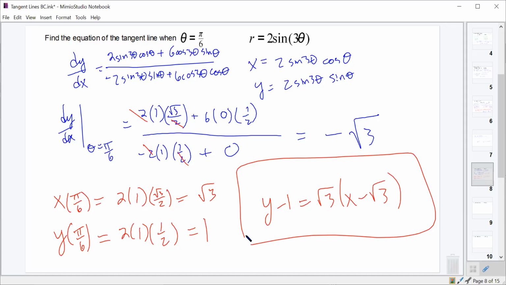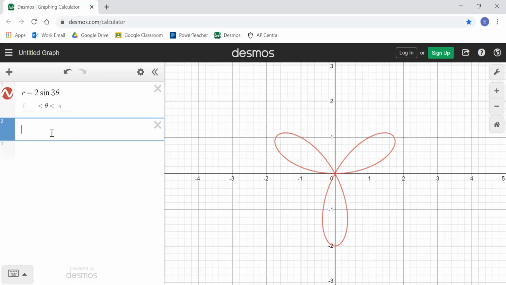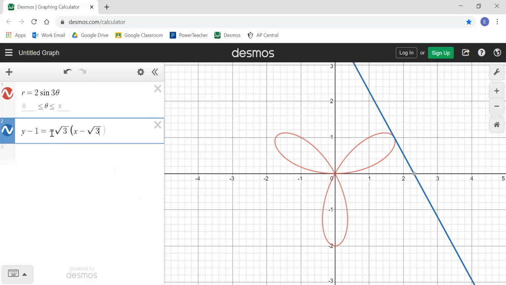Everybody good with that? Isn't it negative root 3? Slope. Oh yeah, sorry, negative root 3. Yeah, I had that up there. All right, y minus 1 equals negative root 3 times x minus root 3. And if we throw that in here, y minus 1 equals negative root 3 times x minus root 3. There it is. Tangent to our polar curve right there at whatever this point is. And yeah, clearly tangent to it.